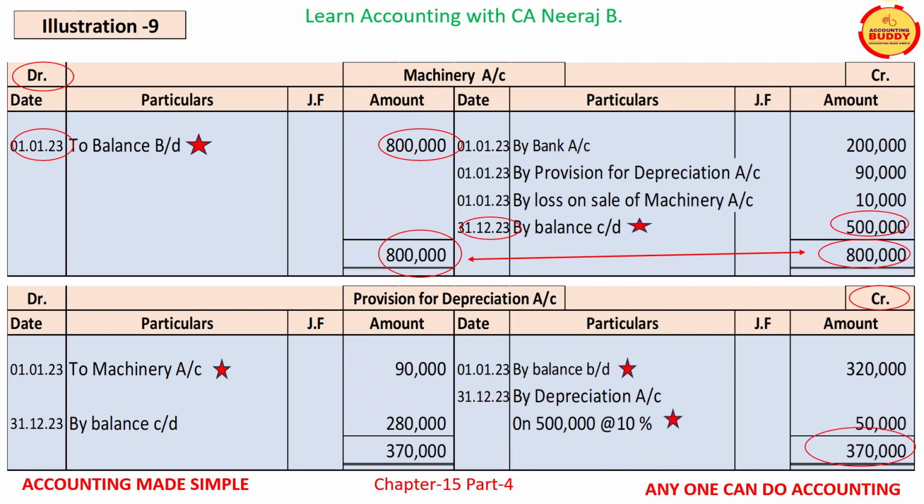Now when from the credit side total of $370,000 the debit side transactions are deducted, we are left with a balance of $280,000 on the debit side of the account as on 31st December 2023 by writing the words "by balance carried down." Thus, the provision for depreciation account is said to be balanced.